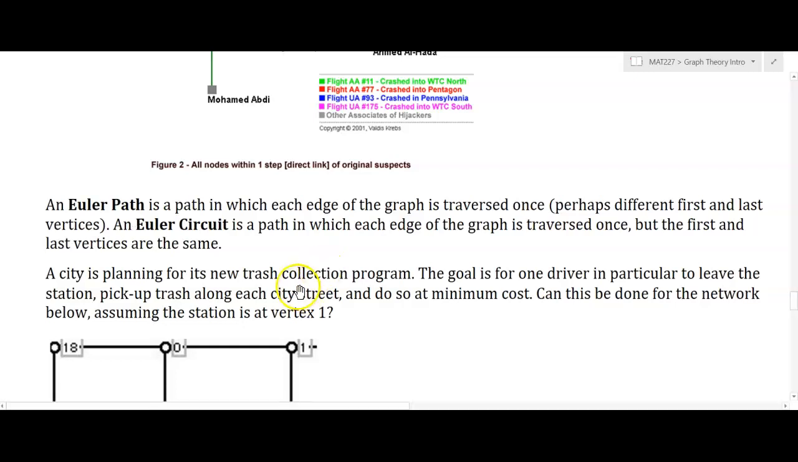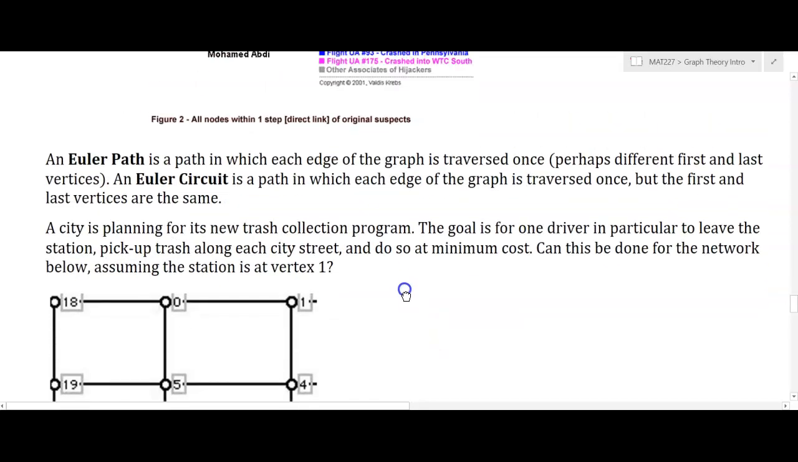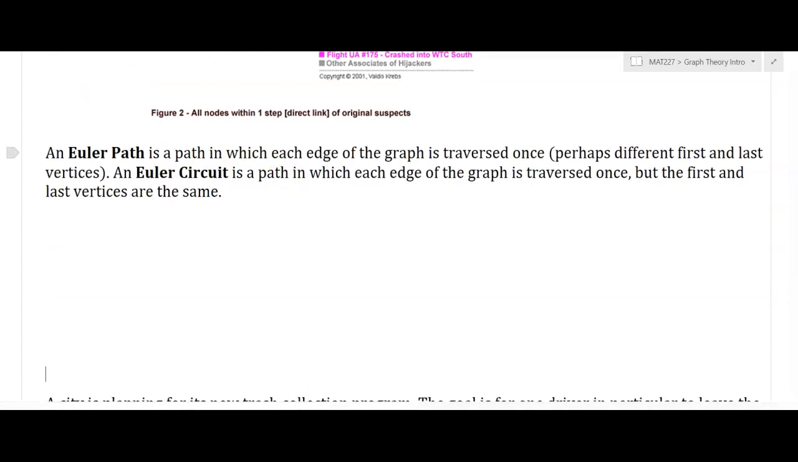But nowhere did we say that a path or circuit has to go across every edge or traverse every edge in the graph. But an Euler path and an Euler circuit are special types of paths and circuits where we do hit every single edge in the graph exactly once. So let me give you a quick example of that before we look at assess.